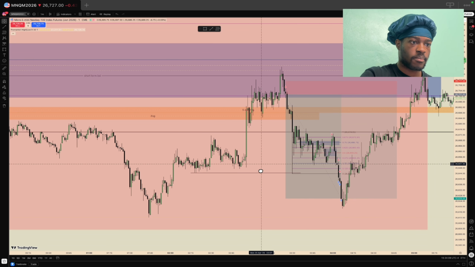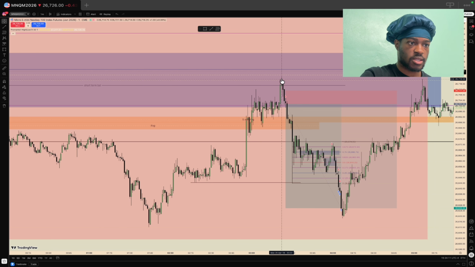So as price takes out that high, it wicks it. It wicks above the 50% here. Doesn't go above the 50% of the weekly new week opening gap. Starts displacing lower. I enter here on the 15-second.